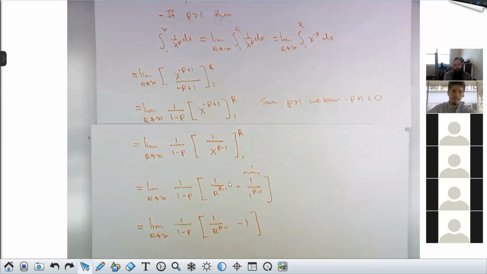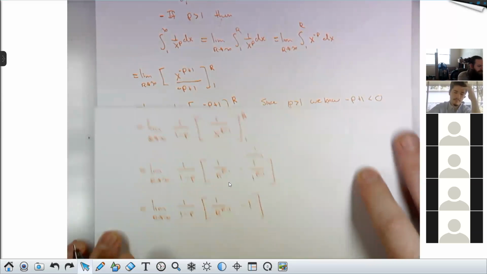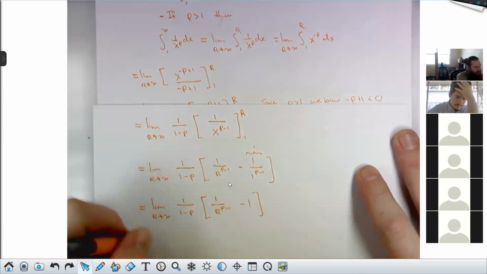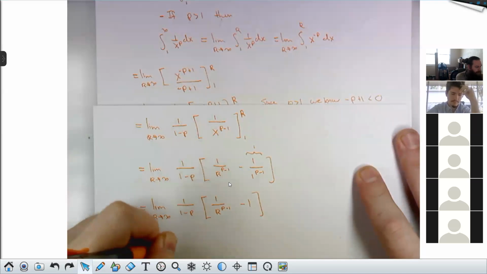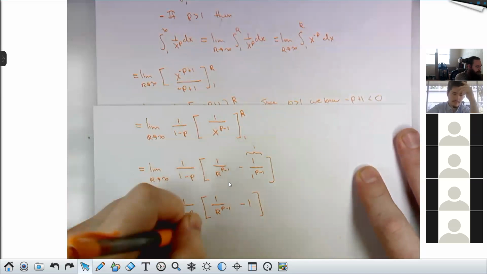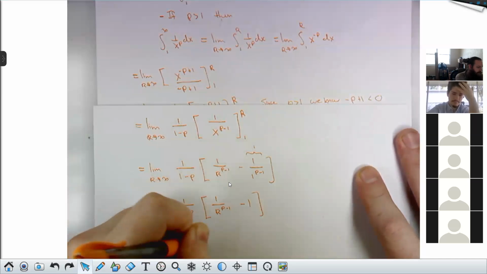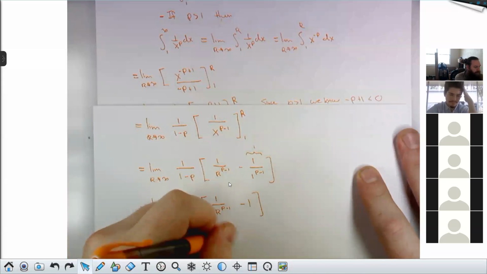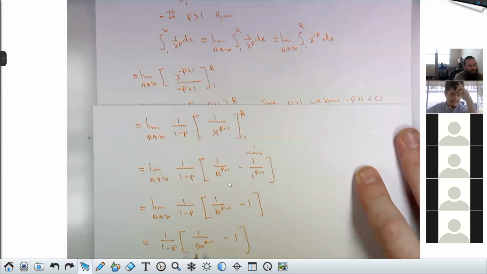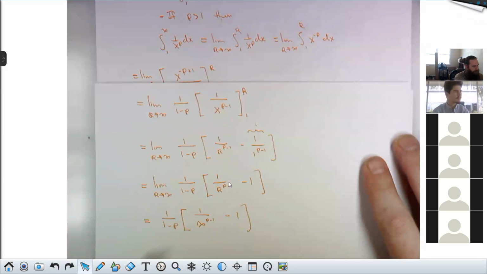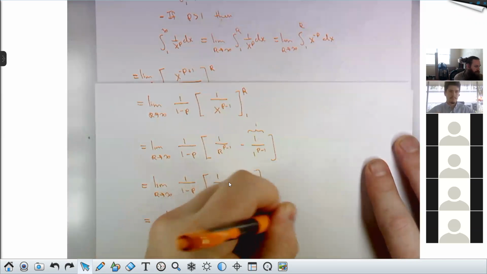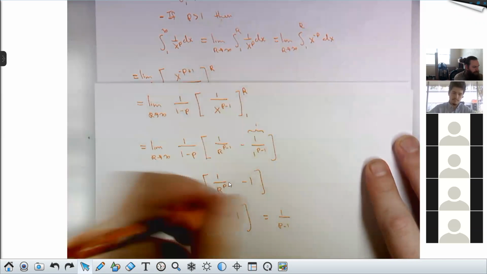Do they go to 0? Yeah. Yeah, this piece is going to go to 0. This is like 1 over 1 minus p times 1 over infinity to the p minus 1 minus 1. Well, you raise infinity to any positive power, and you're going to get infinity. So this is 1 over p minus 1. Oh, sorry, 1 minus p.